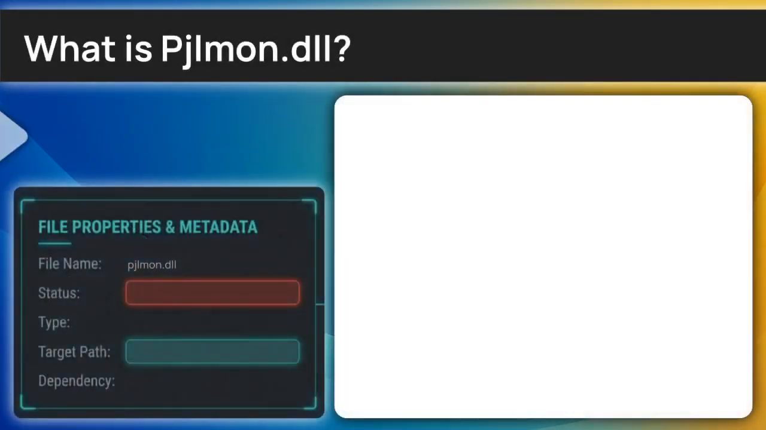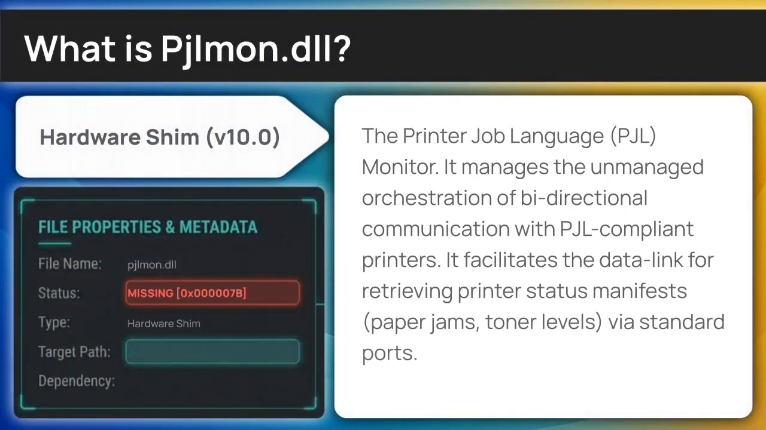This is the PJL-mon library, the Printer Job Language PJL monitor. It manages the unmanaged orchestration of bi-directional communication with PJL-compliant printers. It facilitates the data link for retrieving printer status manifests, paper jams, and toner levels via standard ports.